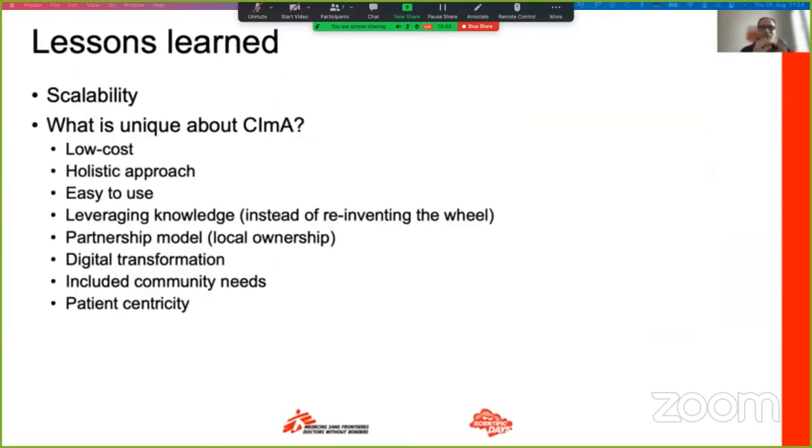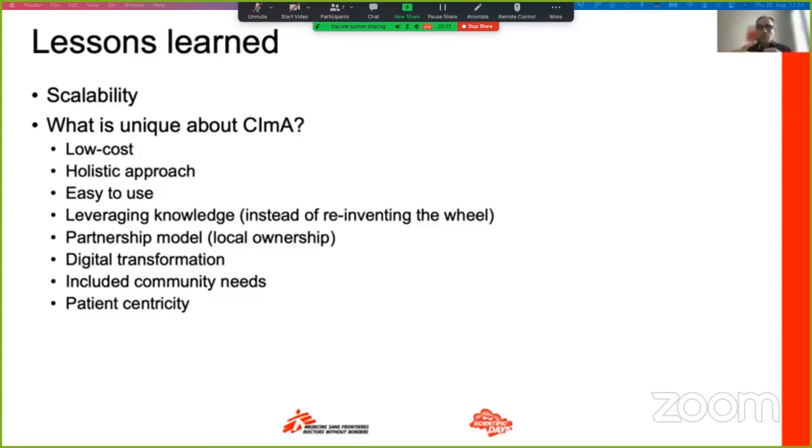So as a take-home message, the lesson learned is that scalability is possible, and the app is low cost, it is for free, provided to the users. We did a holistic approach where everyone is included in the process. It is easy to use this app. And also we are leveraging current knowledge from UNICEF, from WHO, from UNODC. So we don't have to reinvent the wheel.